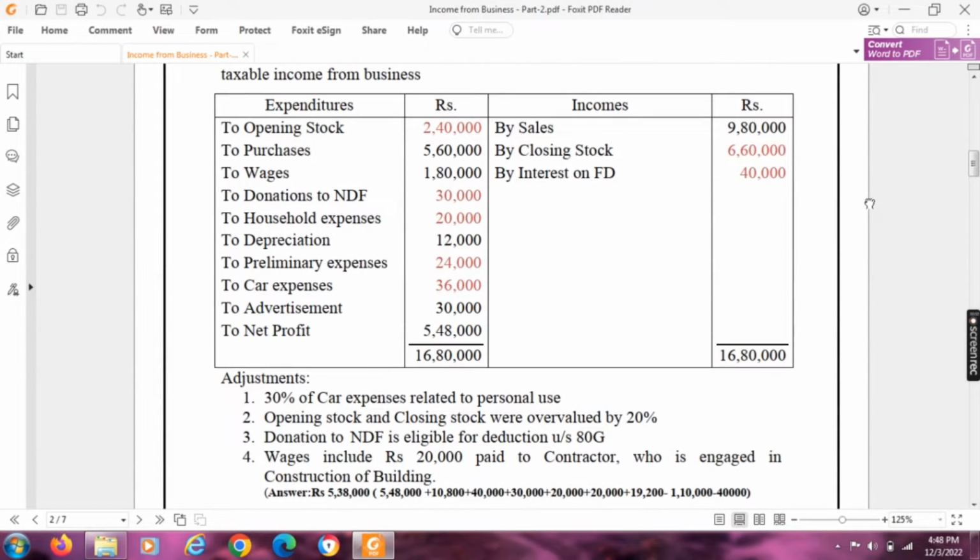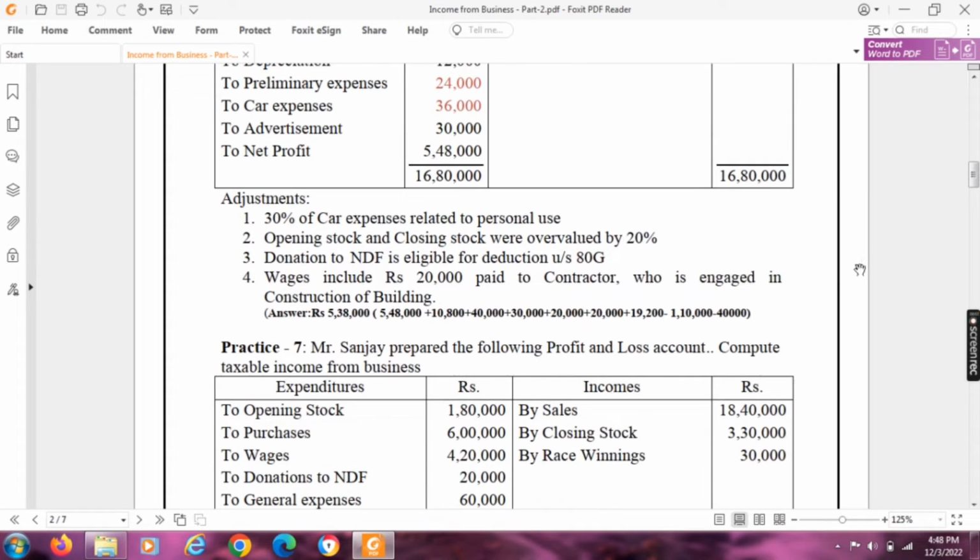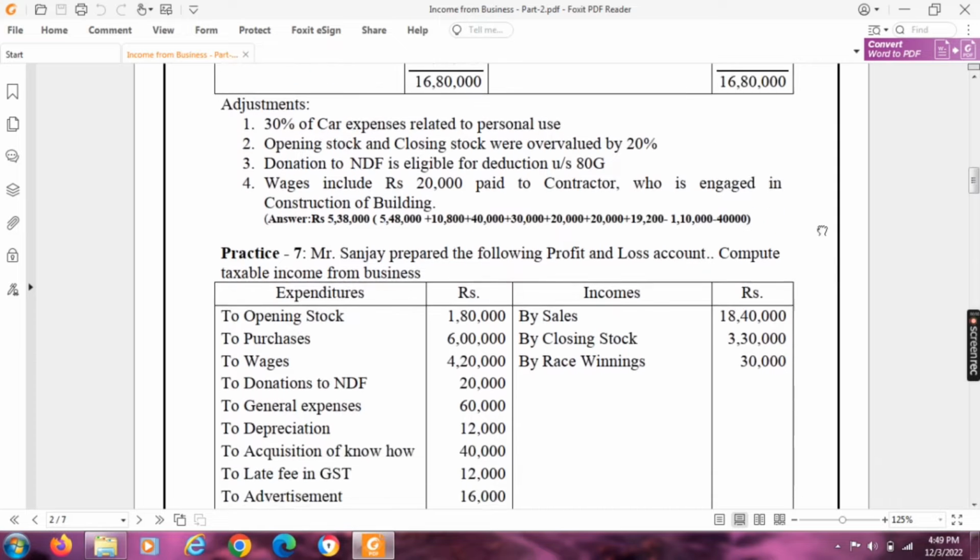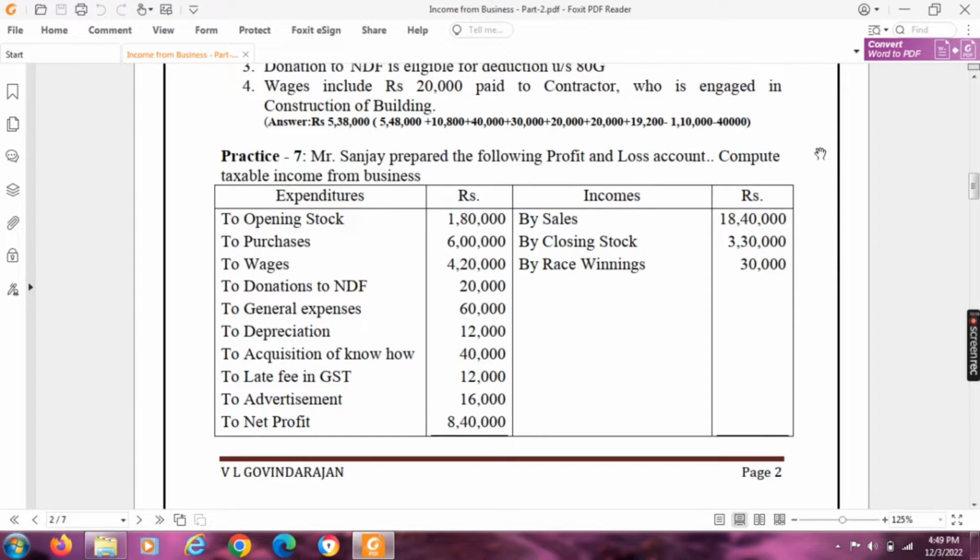Now, we'll go for practice 7. Mr. Sanjay prepared the following profit and loss account. Compute taxable income from business. The items given on the credit side: sales, closing stock, and the race winning. Items given on the debit side: opening stock, purchases, wages, donations to NDF, general expenses, depreciation, acquisition of technical know-how, section 35AB, 25% allowed, balance 25% disallowed, late fee in GST, advertisement, and the net profit was given as 8,40,000.